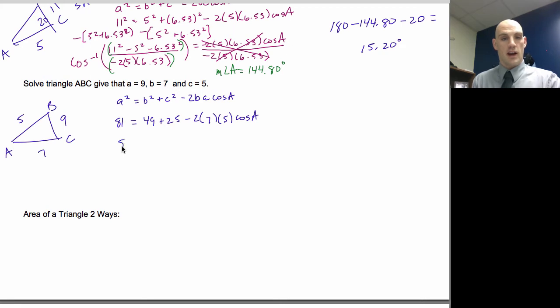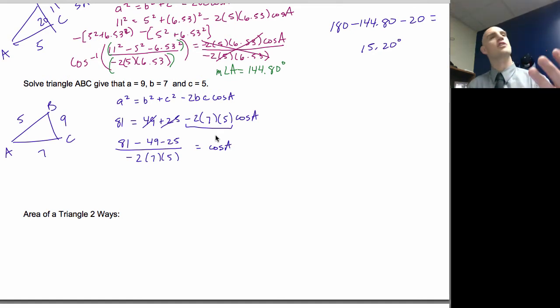And so I've got 81 minus 49 minus 25 divided by, so I subtracted both of these, and I'm dividing by this whole product here, minus 2 times 7 times 5 is equal to the cosine of A. So yeah, you can solve it like a regular equation, just kind of showing you a little shortcut here. This is also how they do it in your books. I'm trying to show you where they got that from.